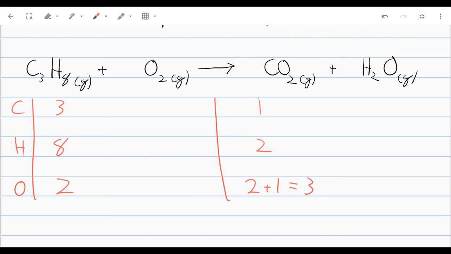Okay, first thing I'm going to balance out, I need to have 3 carbons on each side. Anything that I multiply down at the bottom, I have to add as a coefficient up top. That's going to change my number of oxygens as well. So now I have 6 plus 1, 7 oxygens in total.